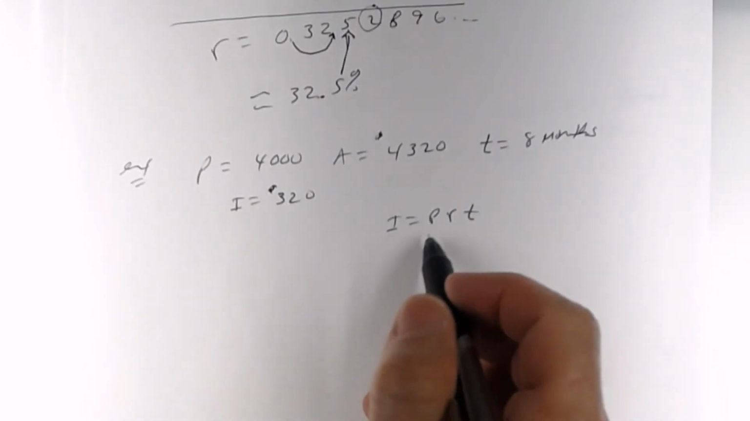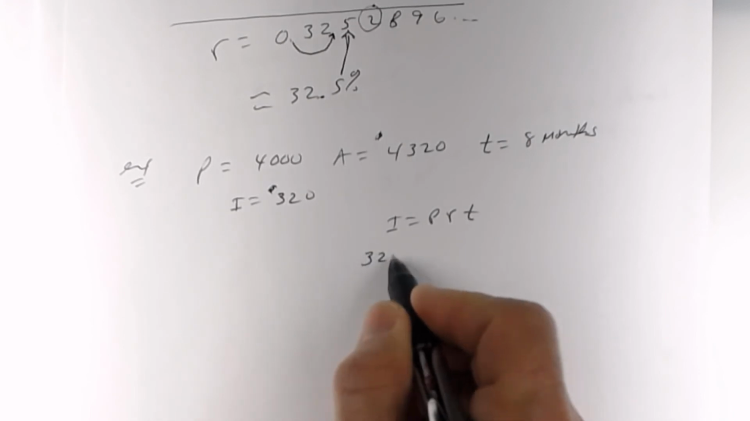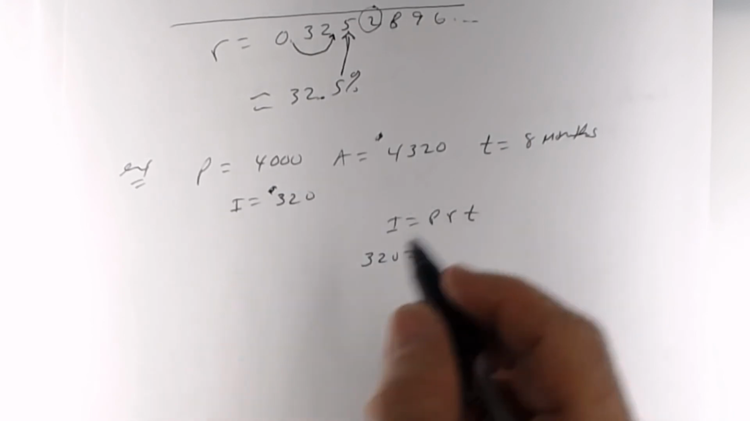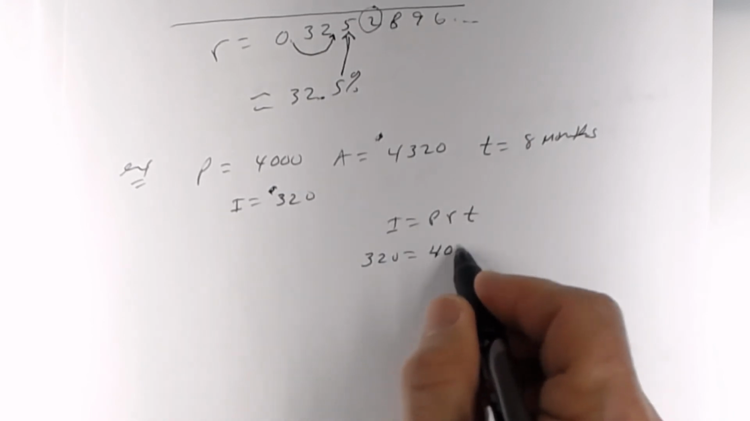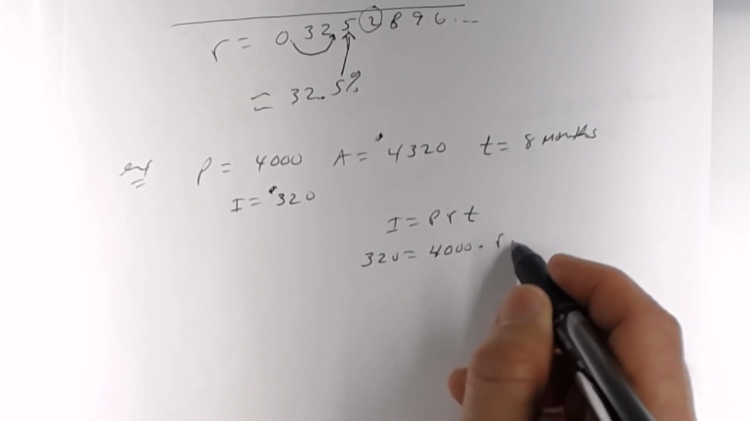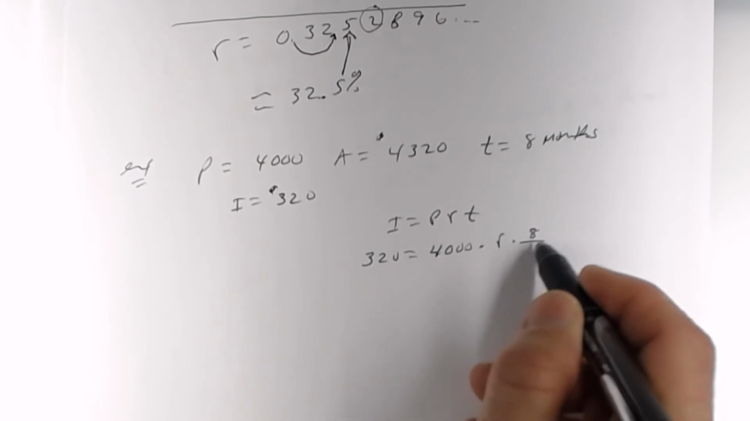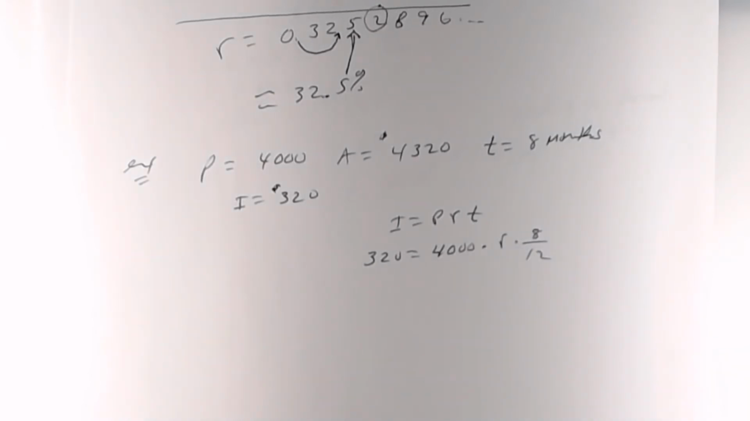And so you just substitute what you know. I know the interest. What's my interest? $320. Equals the principal. What's the principal? 4,000. Times the rate, which is what I'm trying to find, times the time. What's the time? 8 divided by 12. All right, so that's where I'm at. That's what all of you should have at least written down.